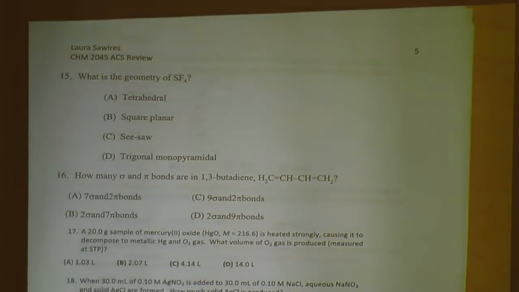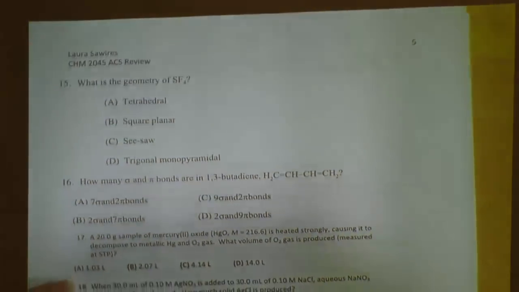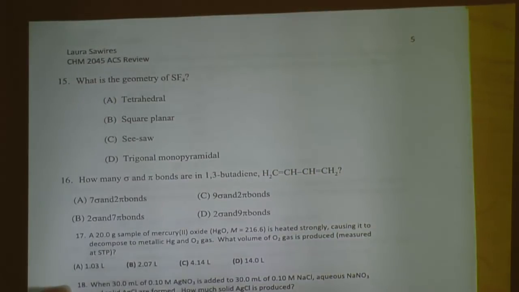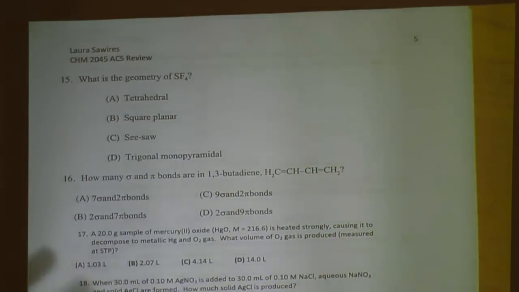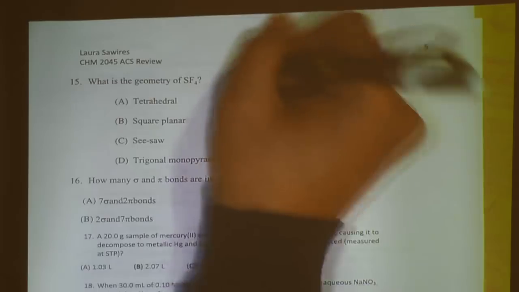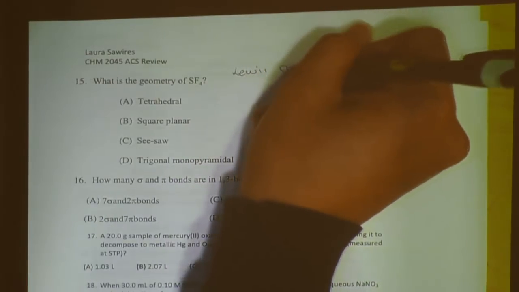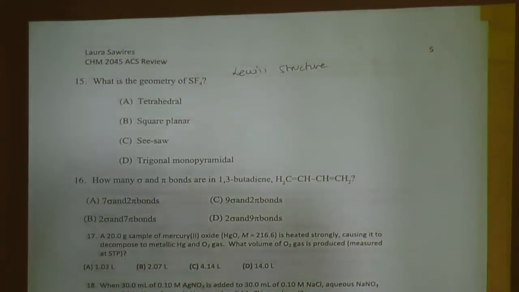All right. So what is the geometry of SF4? So SF4 is going to be, so the first step to figure this one out is you have to draw the Lewis dot structure. So the Lewis structure. So to draw the Lewis structure for this one, you have to first calculate the number of electrons that you have.